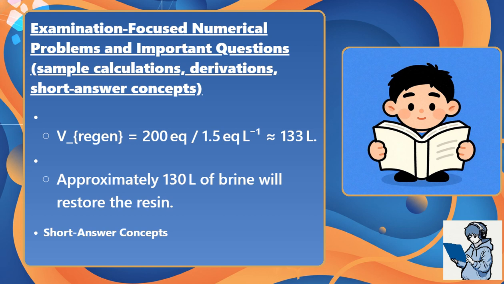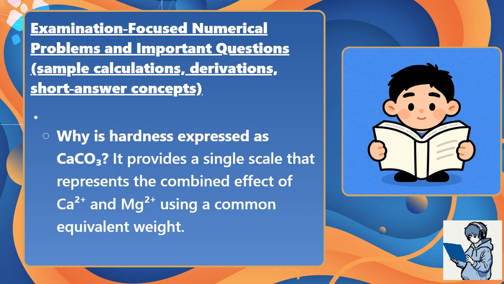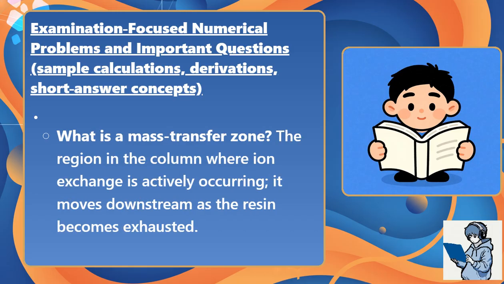Short answer concepts. Why is hardness expressed as calcium carbonate? It provides a single scale that represents the combined effect of calcium 2+ and magnesium 2+ using a common equivalent weight. What is a mass transfer zone? The region in the column where ion exchange is actively occurring. It moves downstream as the resin becomes exhausted.